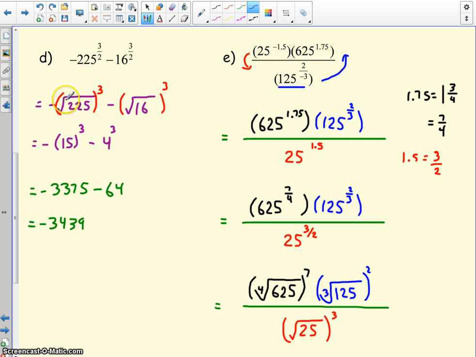So square root of 225 is 15. Square root of 16 is 4, so I get 15 cubed and 4 cubed. Once I evaluate those, I can simplify to get my final answer. E is a little bit trickier. There's a few ways of going about it.